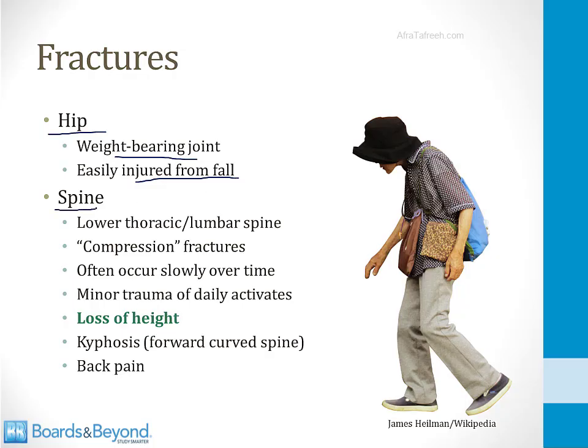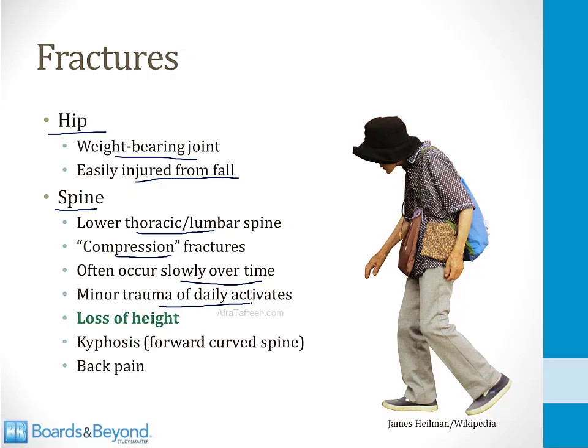The spine is another classic location for a fracture in osteoporosis, especially the lower thoracic and lumbar spine. This is the portion of our spine that bends and bears a lot of weight from above and requires a lot of twisting. The vertebrae in this area often have what's known as compression fractures. These are fractures that occur slowly over time and result in a shrinking of the vertebrae. Sometimes the patient doesn't even recall trauma, and that's because minor trauma of daily activities is what led to the compression fracture.